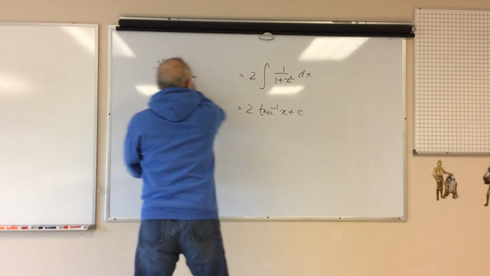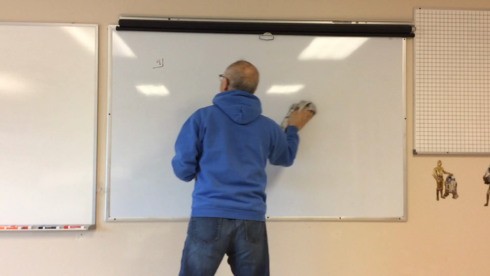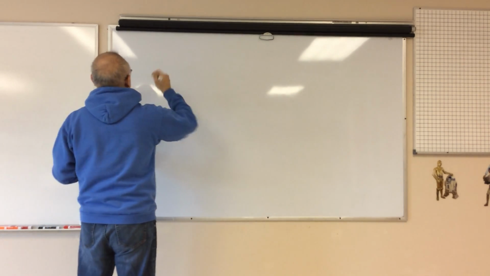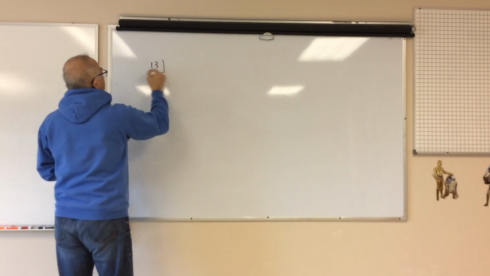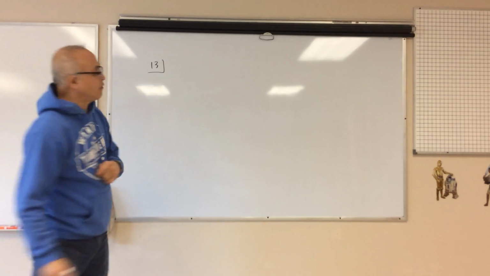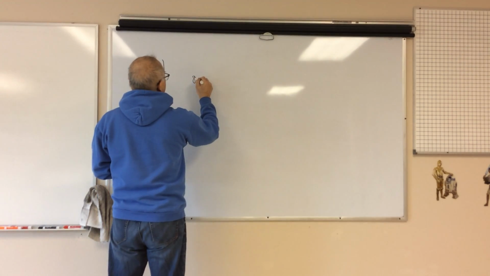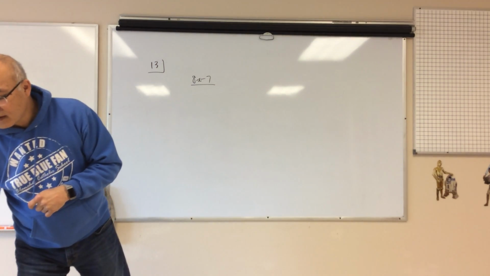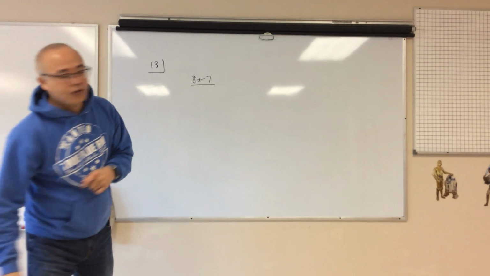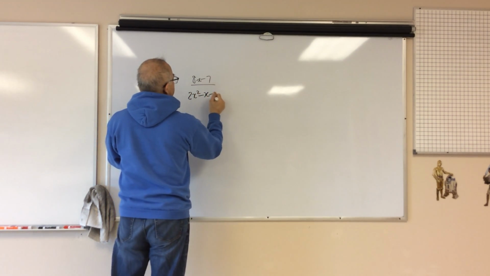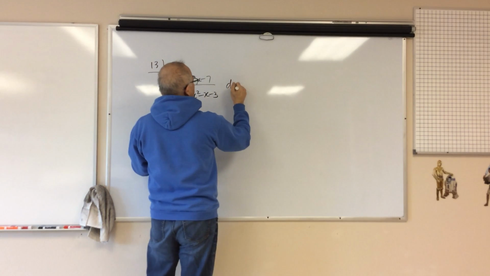Okay. Number 13 is a little interesting. I want to go over this one because something interesting happens here. Number 13, we have 8x minus 7 over 2x squared minus x minus 3 dx.